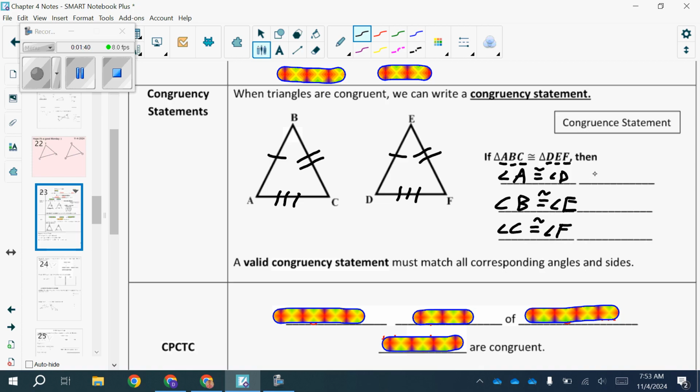Similarly, also for the sides, we can say that side AB is congruent to side DE, side BC is congruent to side EF, and lastly, side AC is congruent to DF. So all these markings are basically showing exactly what we just said. So a valid congruency statement must match all corresponding angles and sides, which is exactly what we did. We matched all the angles and sides together.